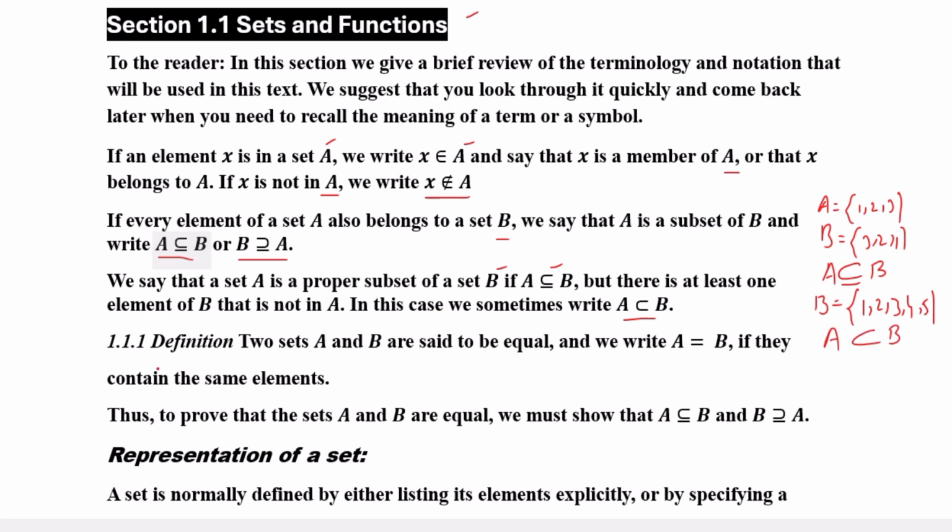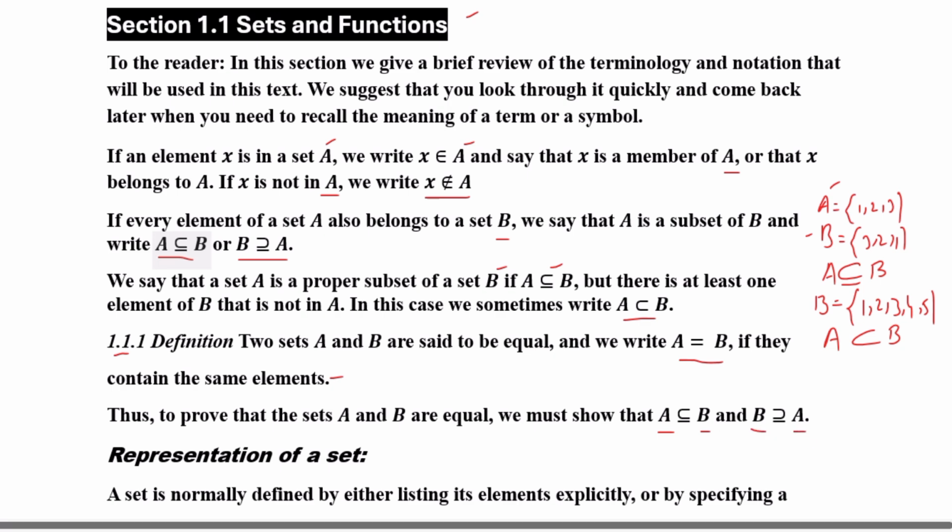The next definition is definition 1.1 that we will also use later. Two sets A and B are said to be equal, and we write A equals B, if they have the same elements. Like this, here A and B both have the same elements, so they are equal sets. To prove A and B are equal, we must show that both are subsets of each other. That is, A is a subset of B and B is a subset of A.